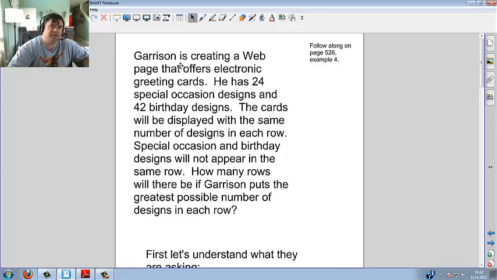And back. Garrison is creating a web page that offers electronic greeting cards. He has 24 special occasion designs and 42 birthday designs. The cards will be displayed in the same number of designs in each row. Special occasion and birthday designs will not appear in the same row. How many rows will there be if Garrison puts the greatest number possible of designs in each row?